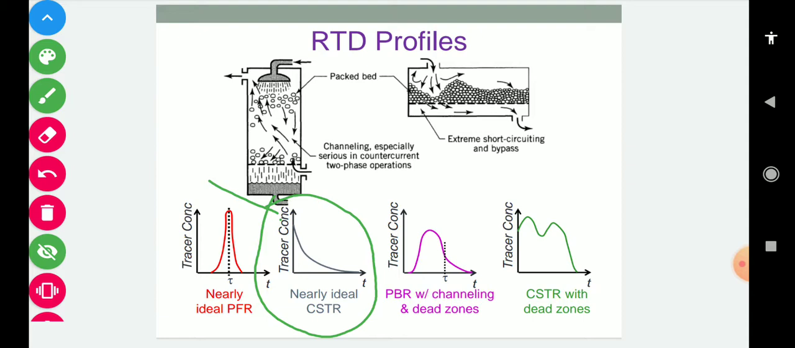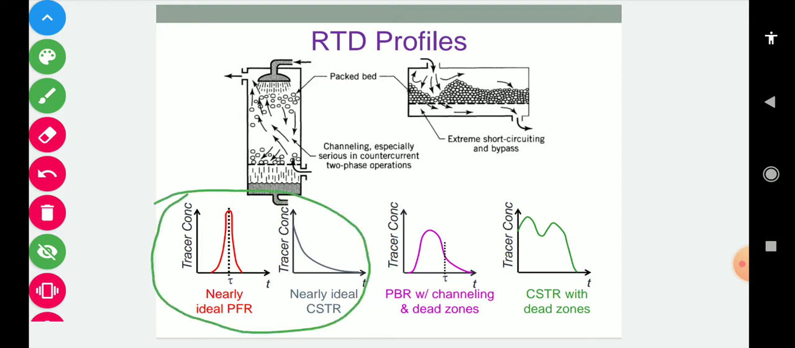So at the initial point its concentration in the reactor is highest, but there is continuous outlet from the reactor. With time the tracer comes out of the reactor, and there is no more inlet of tracer. So the concentration of the tracer decreases in the reactor, and we get this type of profile: maximum at the start, and then declining with time. But these two graphs are for an ideal reactor; for a real reactor we get this type of graph.